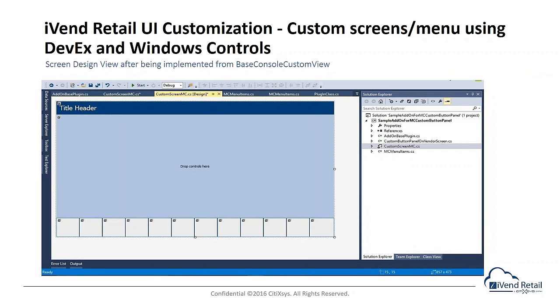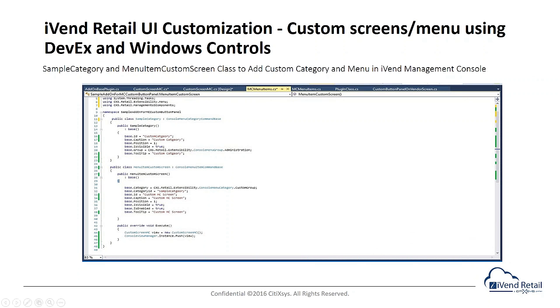For this, to open the screen, we are going to add a new menu item. So here is how we have added a new menu item. This is a sample project you can get from the CKP knowledge.citaxis portal. You can go there and get this sample, and also a knowledge article for this.